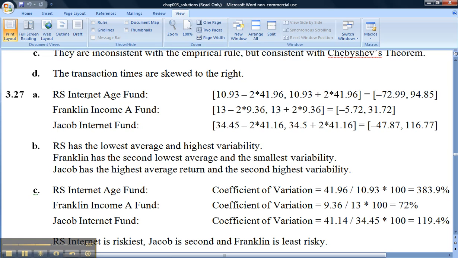Here's the solution: the RS Internet Age Fund. Here we have 10.93 minus 2 times the standard deviation, and plus 2 times the standard deviation. This gives us an interval. What does this interval really mean? It means that 95.44% of the time in this RS Internet Age Fund, the values will be between these numbers here, which means most of the returns will be between these numbers. Same thing for this one, same thing for this one. That's it so far.